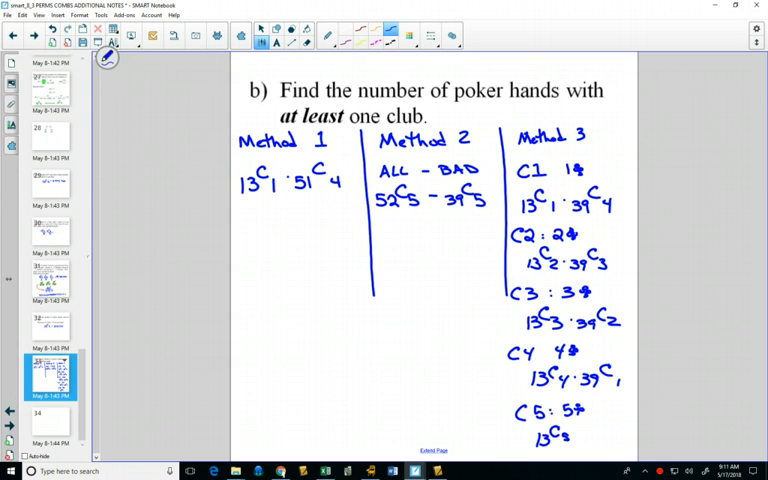Choose 1 club, mix them back in, choose 4 more. Use the not strategy, take all of them, subtract the bad ones. Or use cases, count them all separately, 1 club, 2 club, 3 club, 4 club, 5 club, add them up.